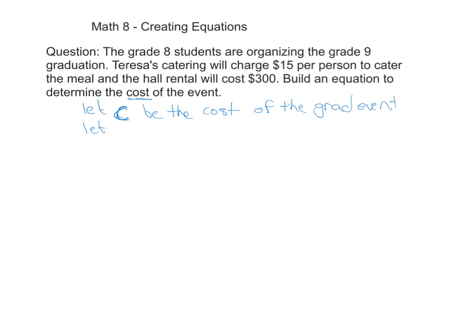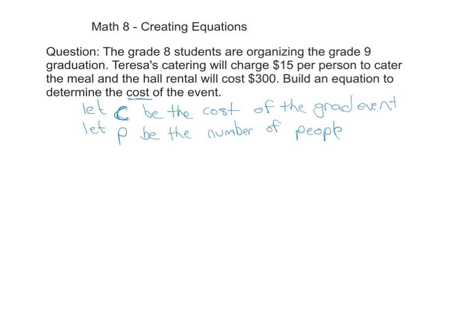Well, what's determining the cost? Our cost is going to be determined by how many people come. So let P be the number of people at this event. I could have used N for number of people. Sometimes people just like using X's and Y's. In the end, you can use any variable. There's not a right answer, but you should tell people what this represents.